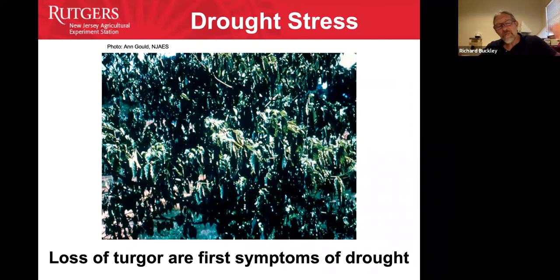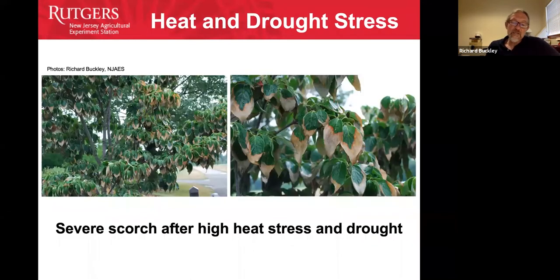So look, when stuff is damaged by moisture stress, drought or too much water, heat and drought, cold and drought, cold and dry, they're inexplicably connected. The heat stress, or temperature and moisture. But what you're going to see is a plant that wilts. And if it wilts long enough, if the water deficit is prolonged, you're going to get scorch of the outer tissues.